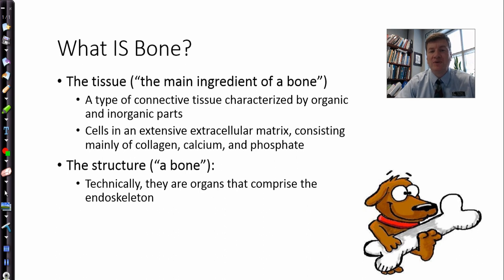So again, we can refer to bone at the tissue level, or we can refer to a bone like a humerus or an ulna or a femur as technically an organ, because your humerus, for example, is going to have a blood supply. It's going to have, of course, bone tissue. There's going to be different kinds of cells we associate with it. So technically, a bone itself is really an organ. So when you're talking about bone, are you talking about the tissue, or are you talking about an organ?